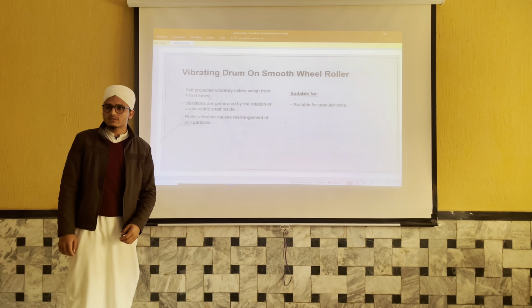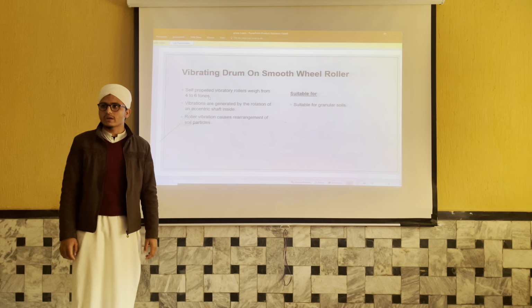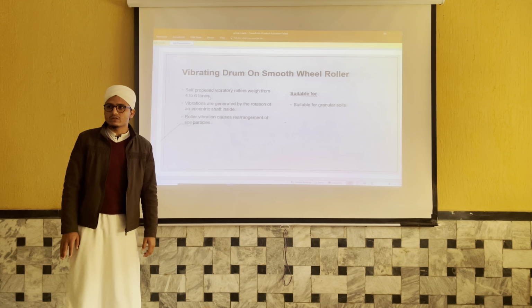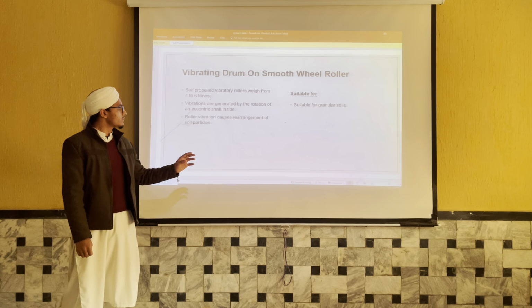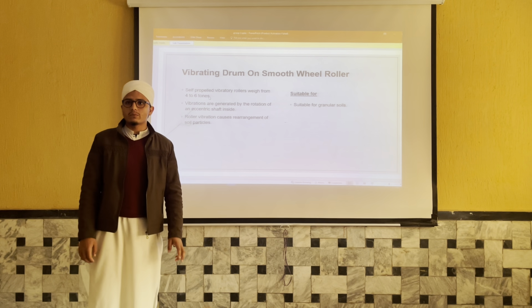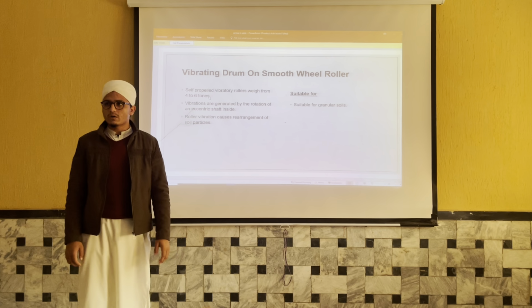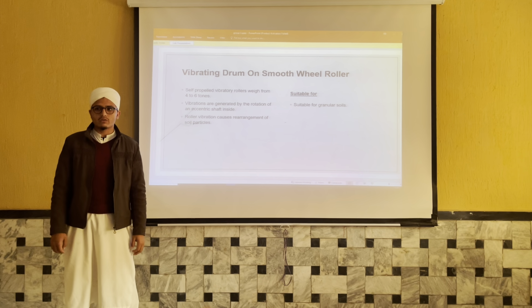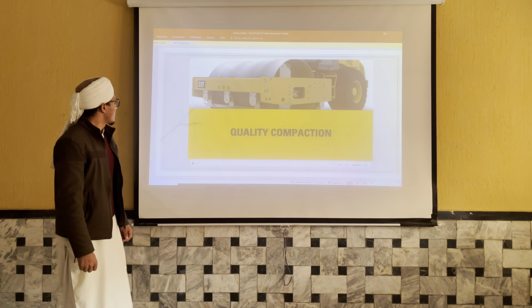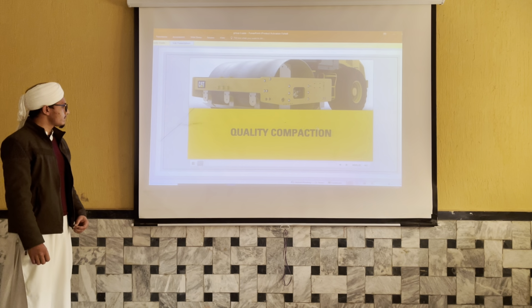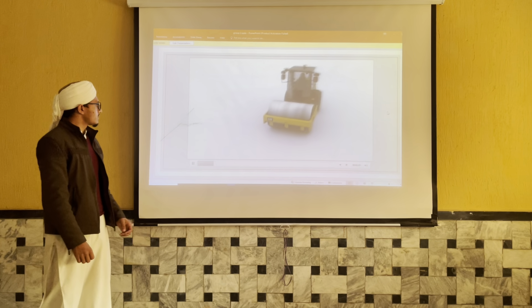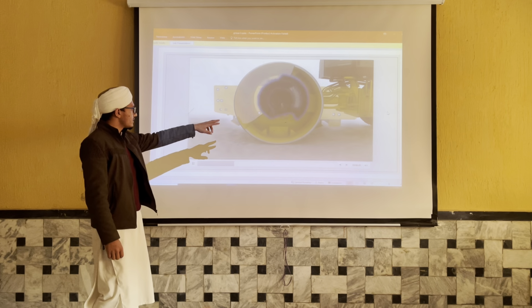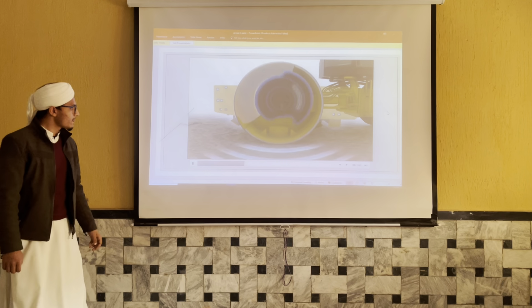Actually, the main reason for using vibrating rollers in compaction is that we can compact the soil well by vibrating it, and it is suitable for granular soils. Most probably when we talk about vibrating rollers, we are using them worldwide in granular soil compactions. This is the eccentric shaft from where it can create the vibrations. You may see.